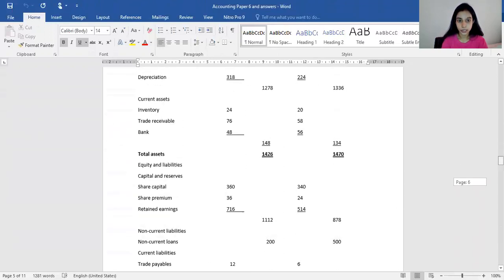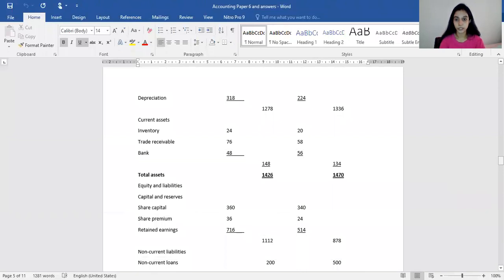And next, inventory. Inventory has been increased during the period, which means you have to deduct it under the statement of cash flows. Trade receivables has also been increased, which again we have to deduct under the working capital adjustments. And bank they have given.